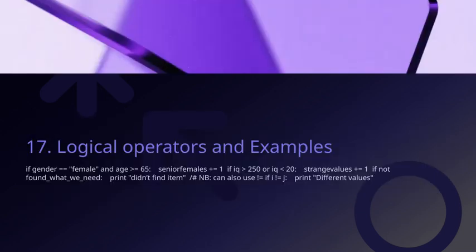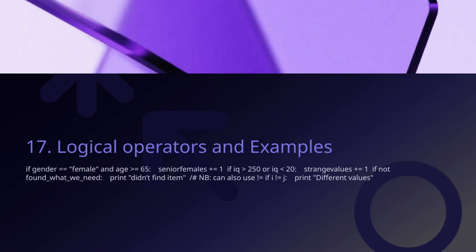All right, let's look at how we can use logical operators in our code. Here, we have an example with an if statement that checks if a person's gender is female and their age is at least 65. If both conditions are true, we increment the senior female's counter. This demonstrates the use of the and operator to combine multiple conditions that all need to be true.